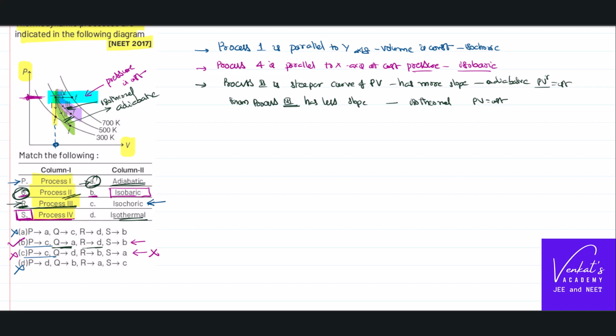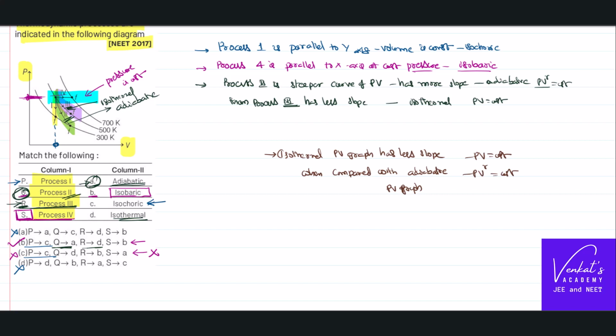So all this is being identified based on a few factors. That is, the isothermal PV graph has less slope when compared with the adiabatic PV graph. As I told you, in isothermal, PV is constant, whereas in adiabatic, PV power gamma, where gamma is always more than 1, is constant. That's how the answer is B. That's the answer for the problem.